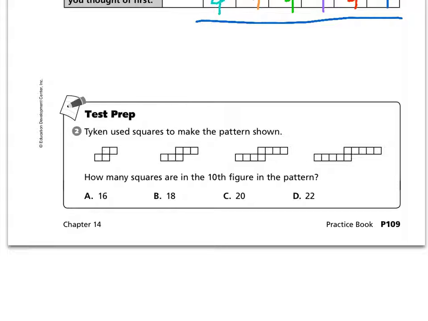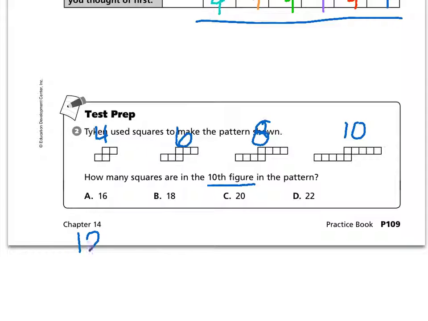Tyken used squares to make the pattern shown. How many squares are in the 10th figure of the game? In the first figure you have 4. Then you have 6 in the second figure. Then you have 8. Then you're going to have 10. You can see that they're just adding 2 more.